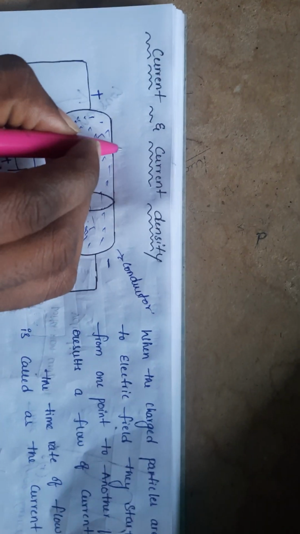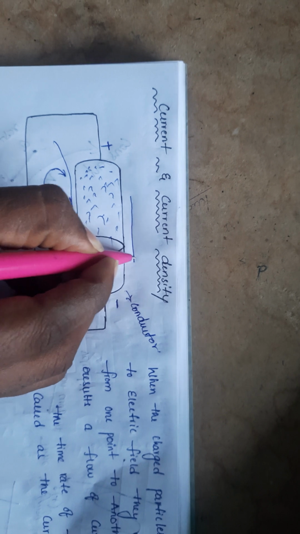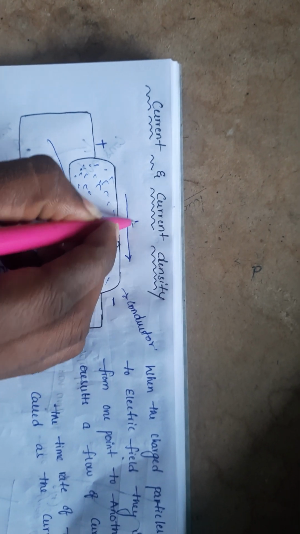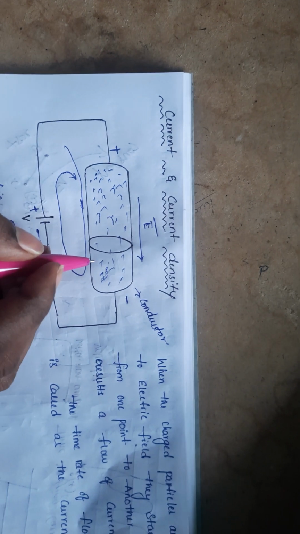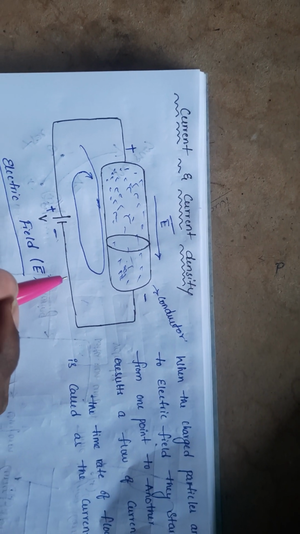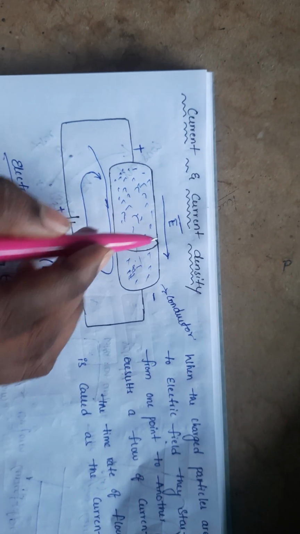So the electric field in this circuit is, this is the electric field. This is a vector quantity.